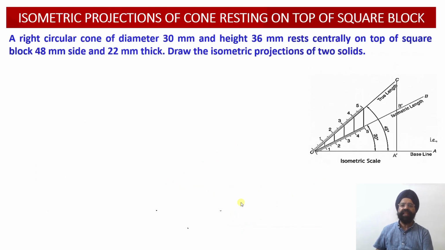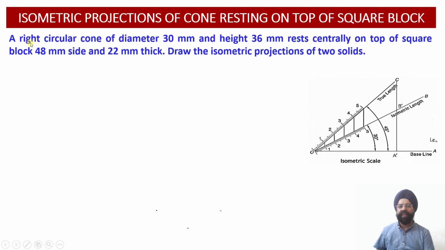Now the next one is that we have to work out the isometric projections of the combination solid, and in this combination solid we have a cone which is resting centrally on top of a square block. So first of all we are going to carry out the construction of a square block. So this will be followed by construction of a cone on top of the square block. So let us read out the statement.